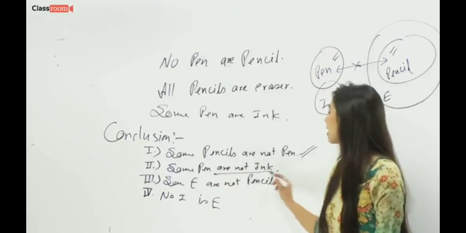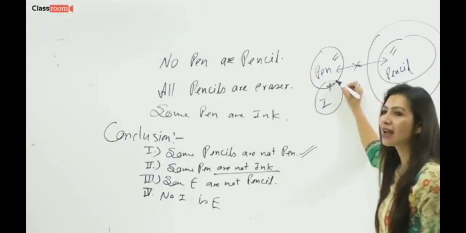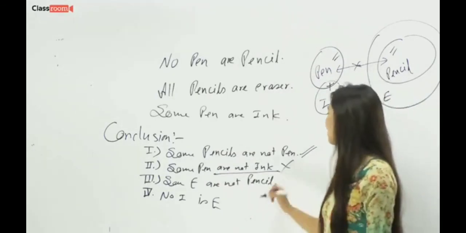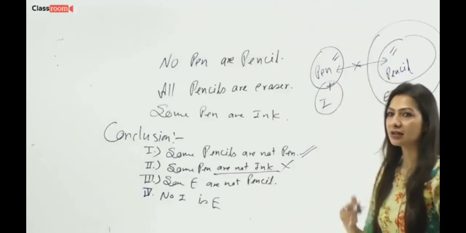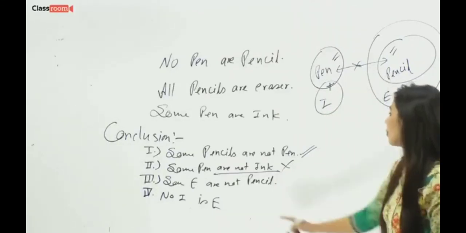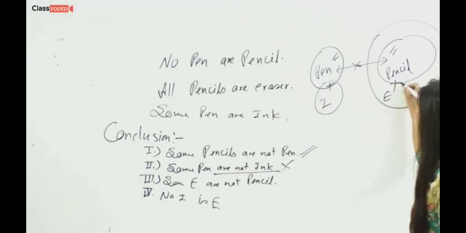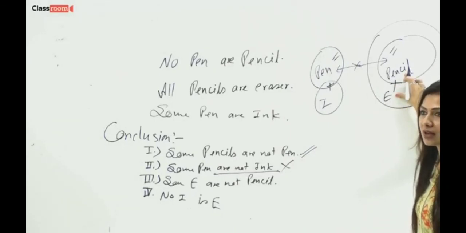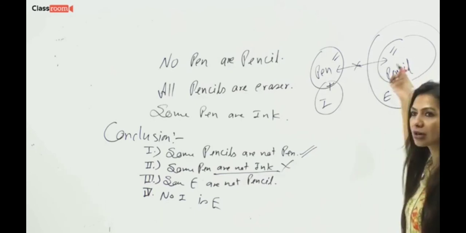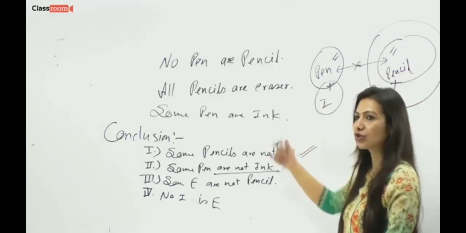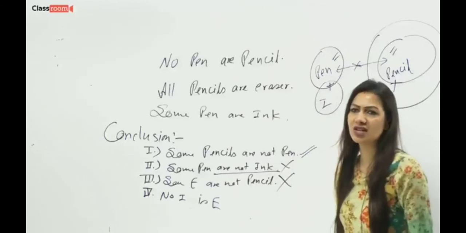Second is some pen are not ink. We notice that for pen and ink, we are having positive information given. So don't take tension, directly it is wrong, right? The thumb rule I told you. For some eraser are not pencil, we will check out what we are having. As we can see that for eraser and pencil, we are having positive information given. So whether the rest of the erasers will be similar or not is a doubtful situation. Let's not take so much tension and just cancel it out.